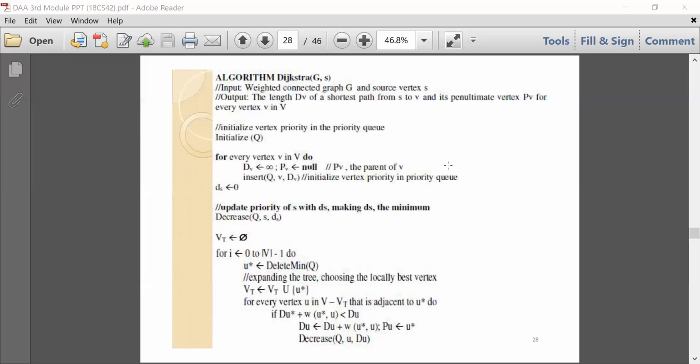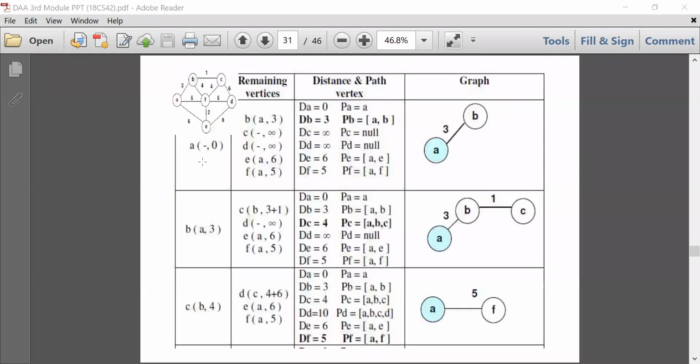Here I take the priority queue initially empty. The size of this priority queue will be the same as the number of vertices there will be. After the priority queue size is set, I will apply this decrease. How I will apply it is, initially VT will be null. Initially this one will be null. This is what I call VT. This is what I call V minus VT.